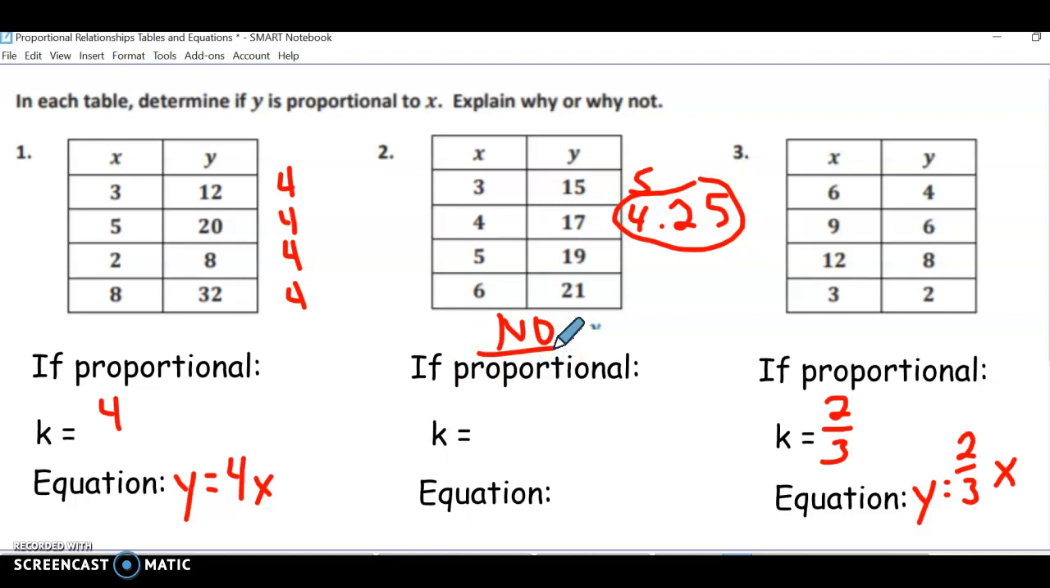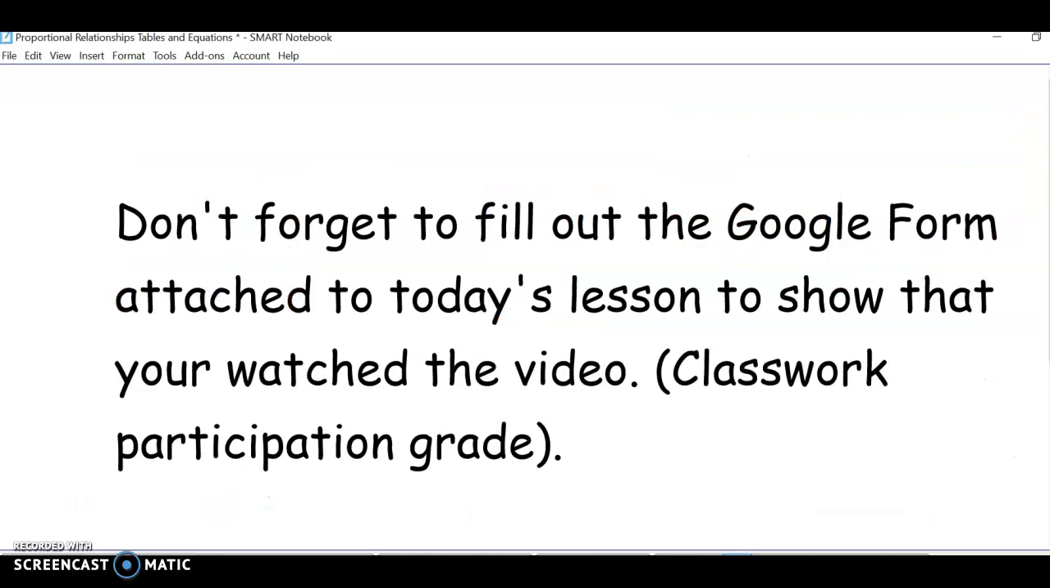And the last one is a little interesting because y is smaller than x. That's okay. You're still going to do it the same way. And when I divide 4 by 6, I get a repeating decimal, but I can also write it as a fraction, simplified, which is 2/3, and that's the same for each of these. So I'm going to use a fraction. My constant is 2/3, and the equation would be y equals 2/3 times x. Okay? All right, that's all I have.